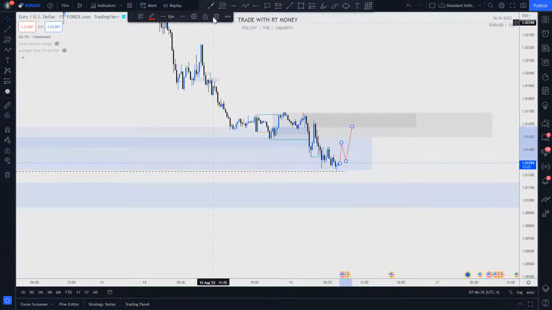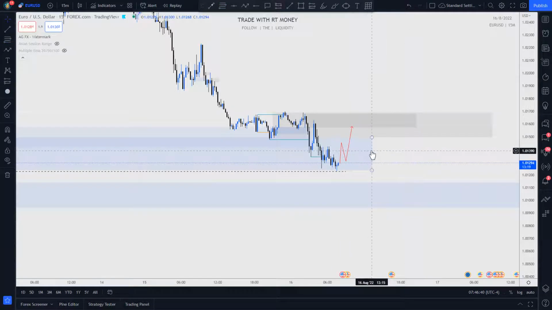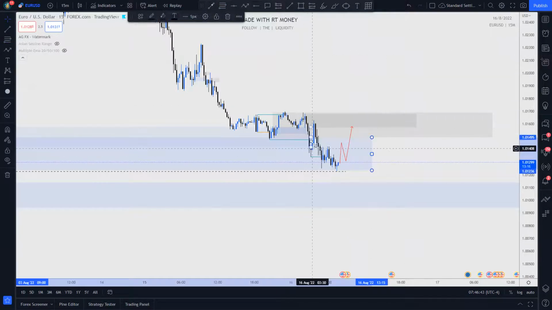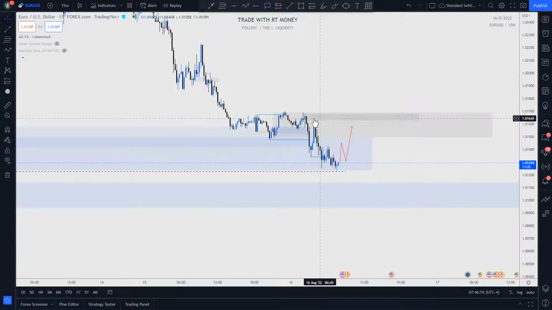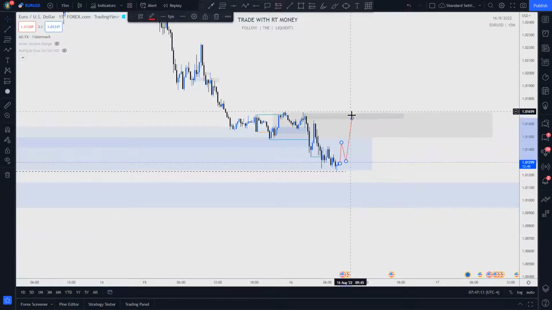Now, in case this demand zone fails, because we've already tapped this zone here, but we haven't tapped the refinement of this zone. We can get more refined on this to the extreme 15-minute of the 4-hour supply zone. We can take it up here. We could take it up here. So I have the range to get this done. 10 to 20 pips is all you need.